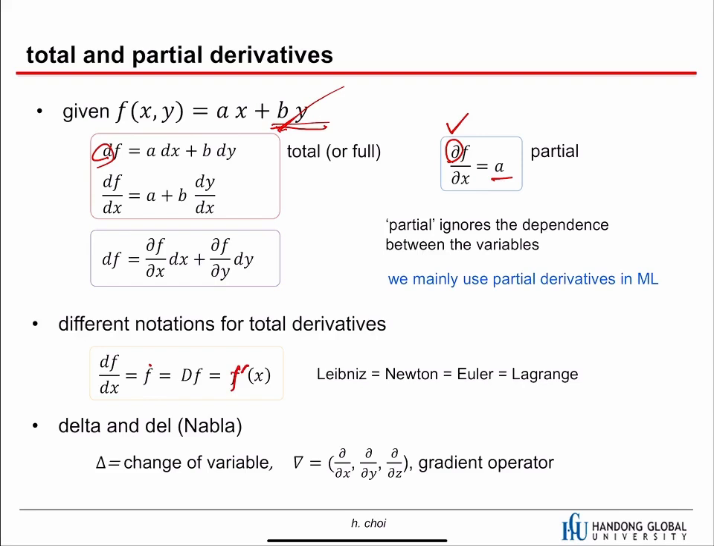And delta is the change of variables, how much they changed. And del or nabla is the gradient operator. So they look similar, but they are different things.